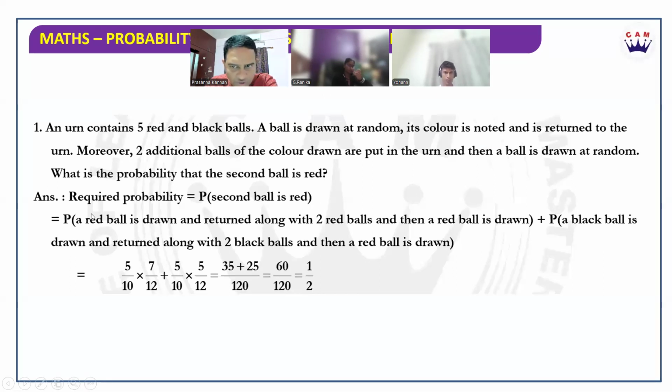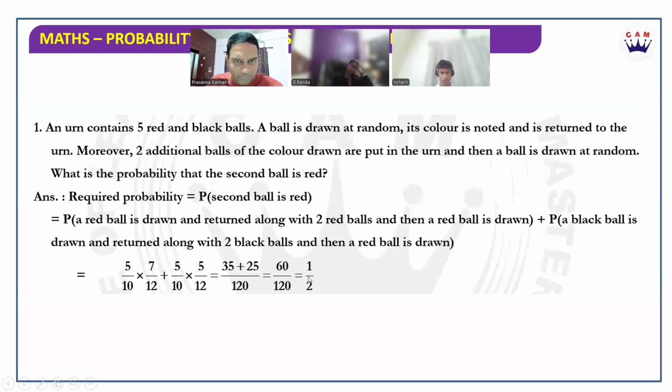Okay. So what are the different possibilities? First I am drawing a red ball, and then I add 2 additional red balls into the urn and then again I draw a red ball. This is one possibility. Or, first I did not take a red ball but a black ball. Since I have taken a black ball, I will return 2 black balls into the urn, and then the second ball is red. So these are the 2 possibilities. Accordingly, when I substitute, I'm going to get the answer.